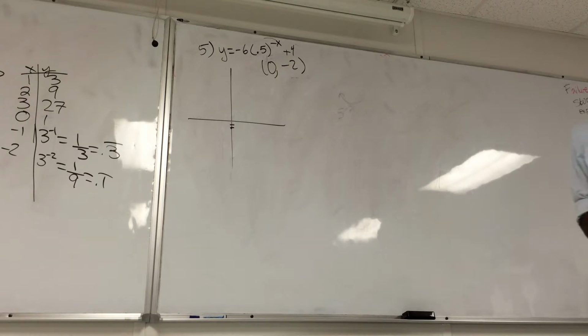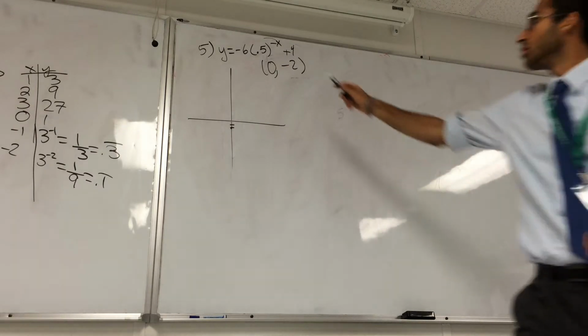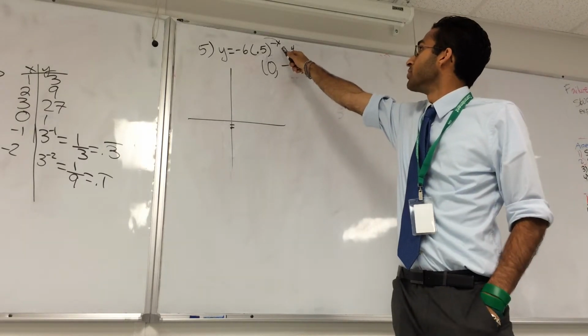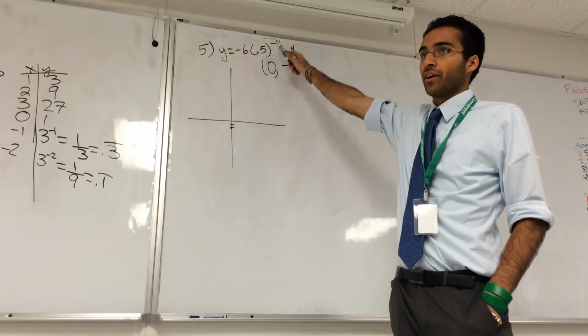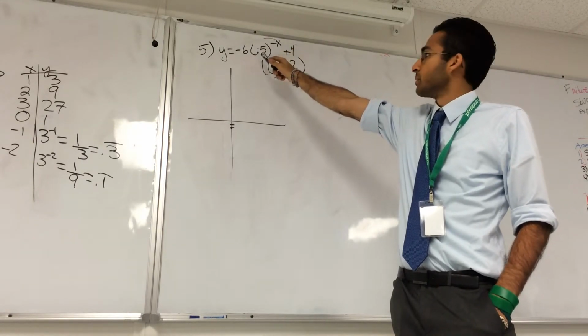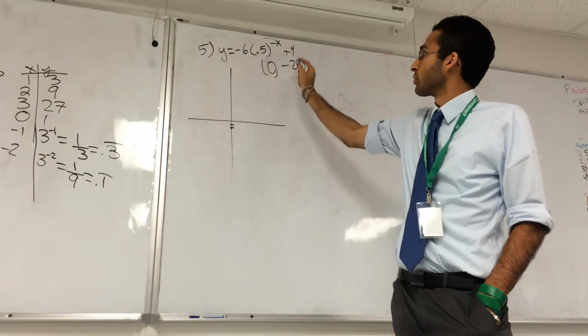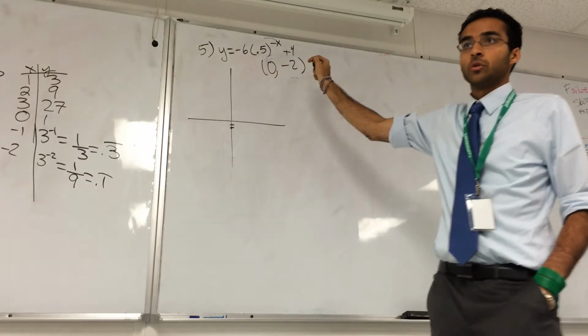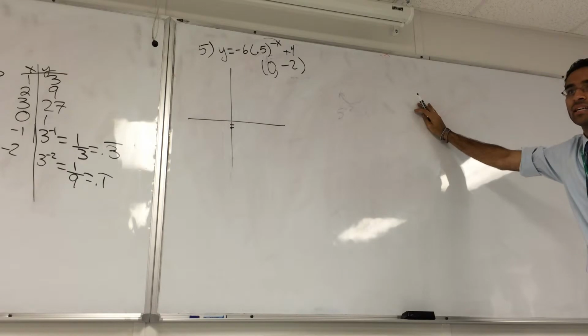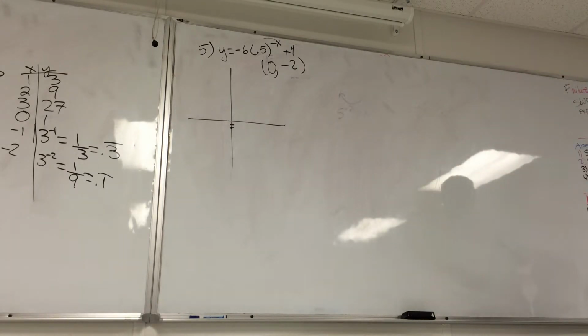Now what about, another question? So negative 1 times 0 is 0. 0.5 to 0 power is 1. 1 times negative 6 is negative 6. Plus 4 is negative 2. Does that work? Okay.